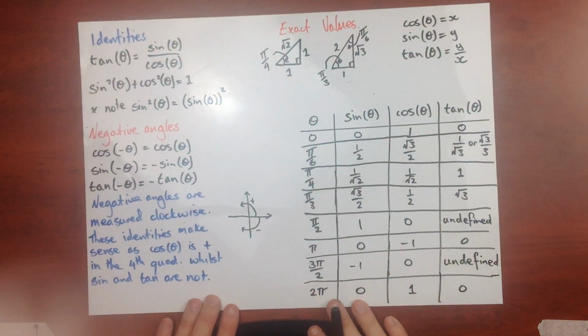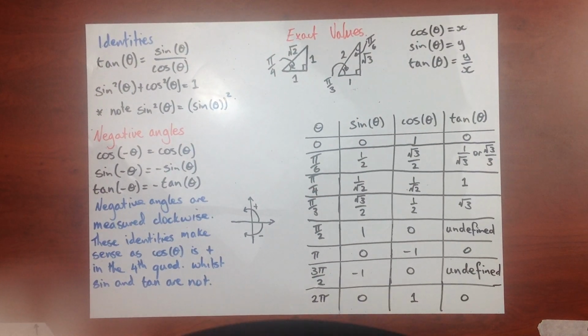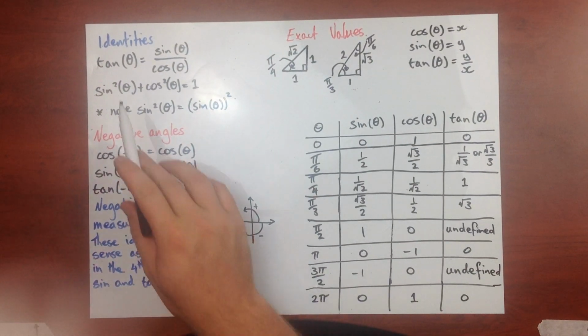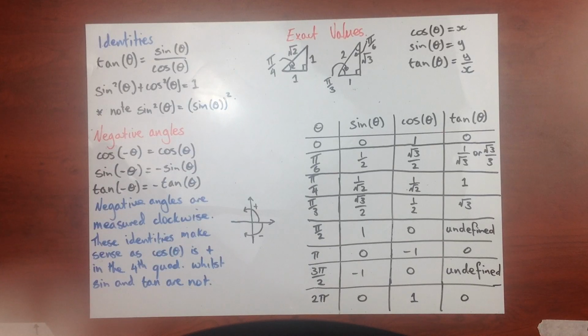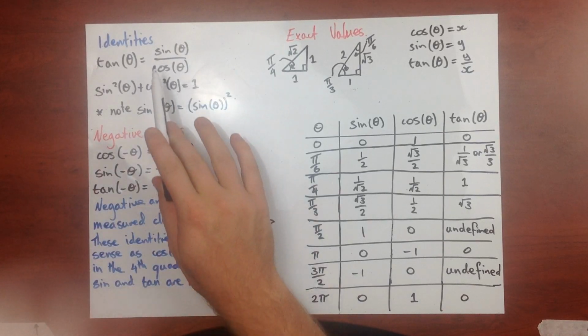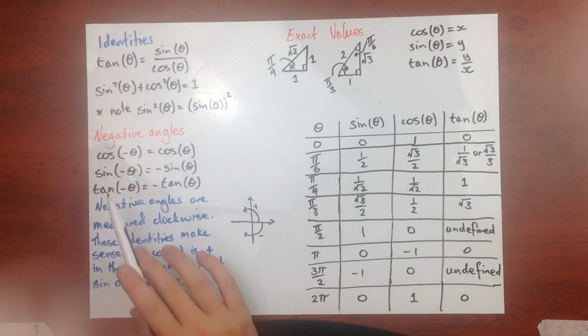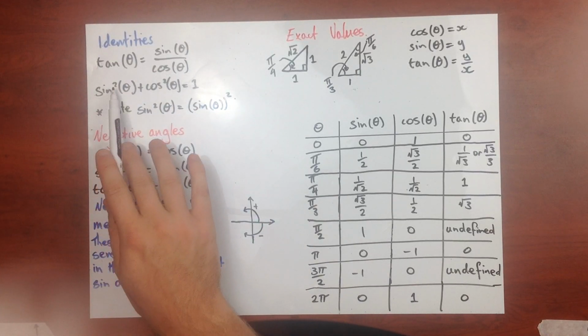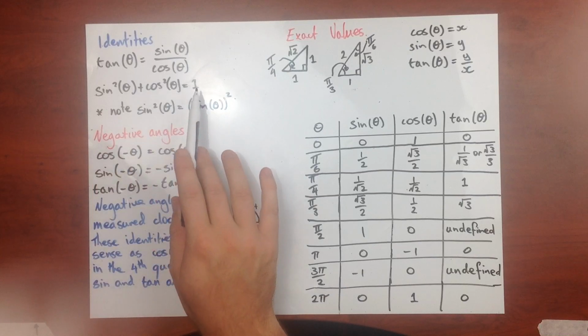Okay, so the next part that we need to look at as well is some of our identities. Tan of theta is simply equal to sine of theta divided by cos of theta. So that's a really important one to remember. Tan is sine on cos. We also have the identity that sine squared theta plus cos squared theta equals 1.